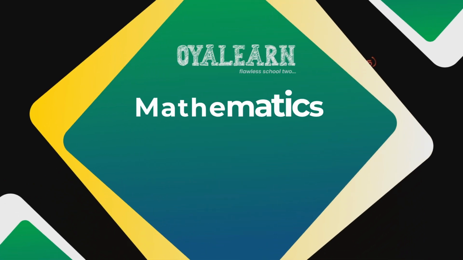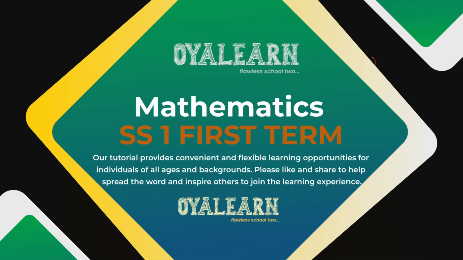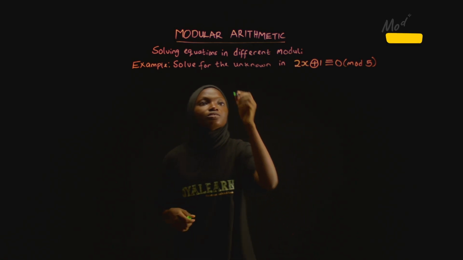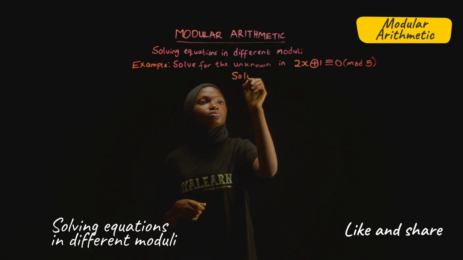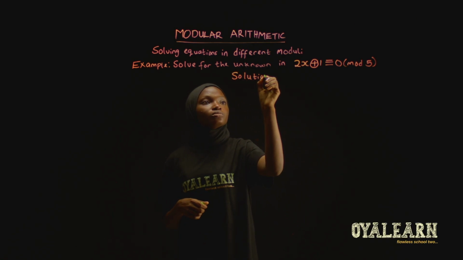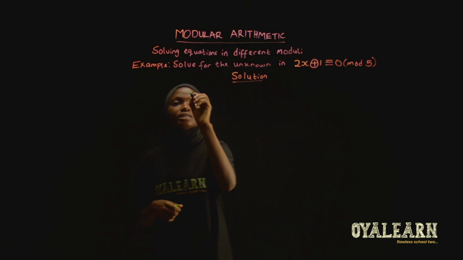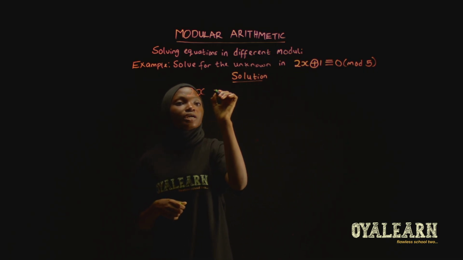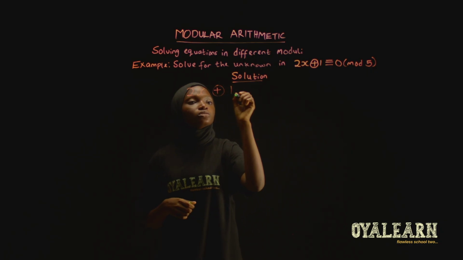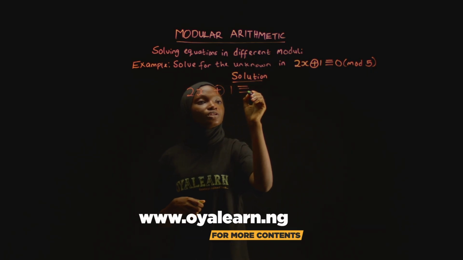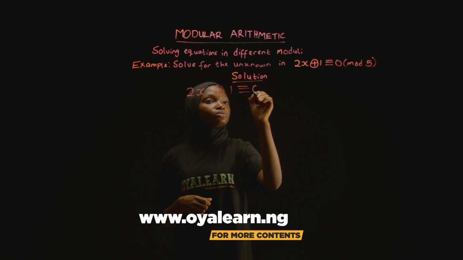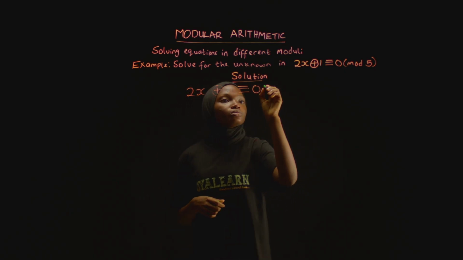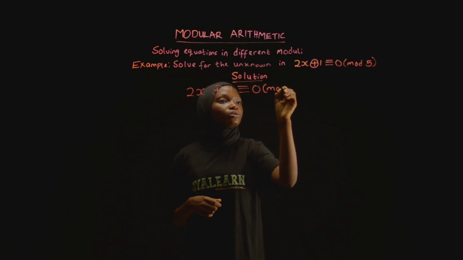Let's solve for the unknown, that is x, in this equation in mode 5. Solution. We will write that 2x plus 1 is equivalent to 0 mode 5.